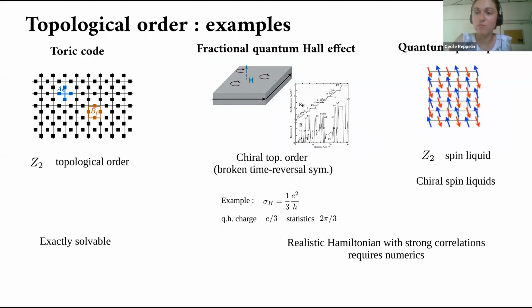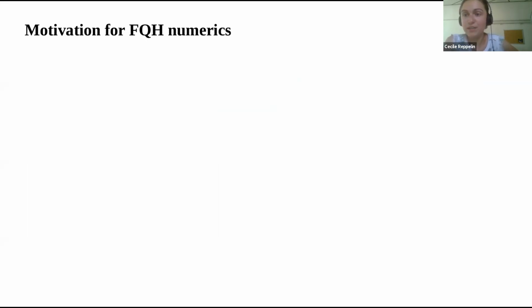And just to be very general, we can also cite another example, which is the example of quantum spin liquids. So not all quantum spin liquids have topological order, but some of them do. And we have examples that correspond to the same type, the same universality class as the Torus code. And there are also examples with the same universality class as the fractional quantum Hall effect. So we have very diverse physical systems that may realize topological order. In all cases, if we want to study them, the Hamiltonian has strong correlations, so it's a hard problem that requires numerics, which is already a motivation.